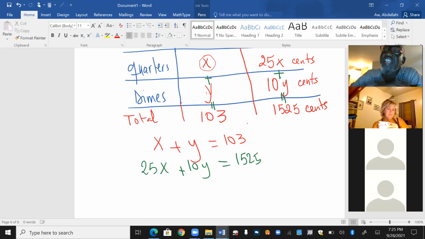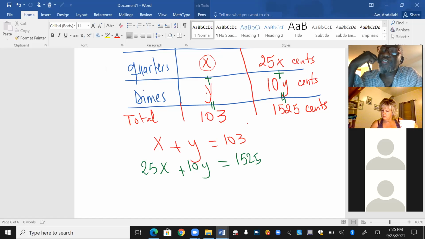Now you can choose any method you want. We have 3 methods. Graphing, which I know nobody will choose, or substitution, never, or elimination, the addition, the one we did right before. When you look at this one right here, which method will actually go very, very fast?